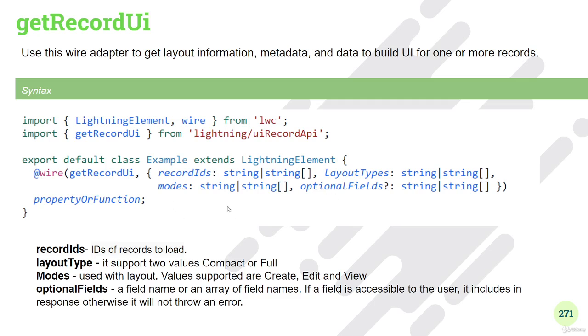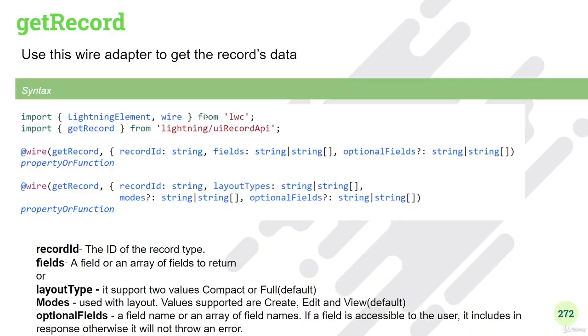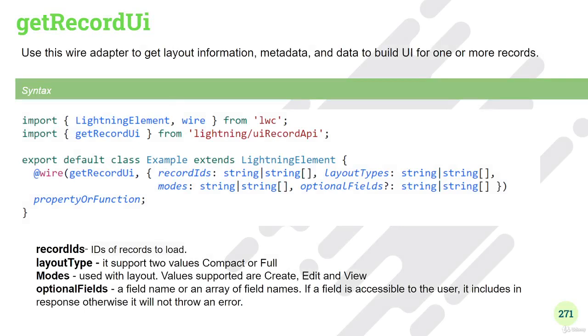So that's the syntax. And one more important thing to notice in this wire adapter is that you should not confuse getRecordUi with getRecord. There is a difference. getRecord gives you only the data about the records. It does not give you the information about the layout and the metadata. But getRecordUi gives you the layout information and the metadata. So that's a major difference between these two adapters. So let's go to VS Code and see how we can use this adapter.